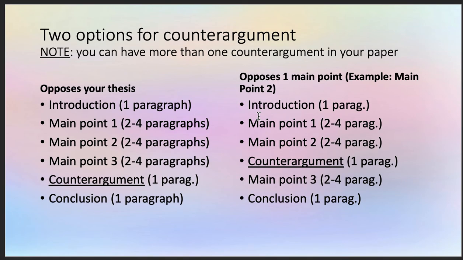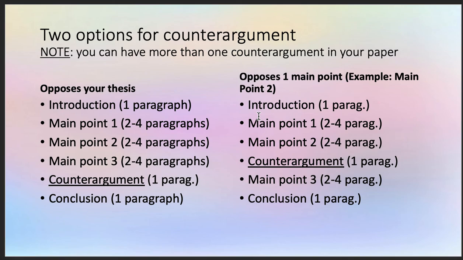So you basically have 2 options for counterargument. The one that opposes your thesis. In this case, you'll have your introductory paragraph, a few paragraphs for main point 1, a few paragraphs for main point 2, a few paragraphs for main point 3, and then your counterargument, and then your conclusion.